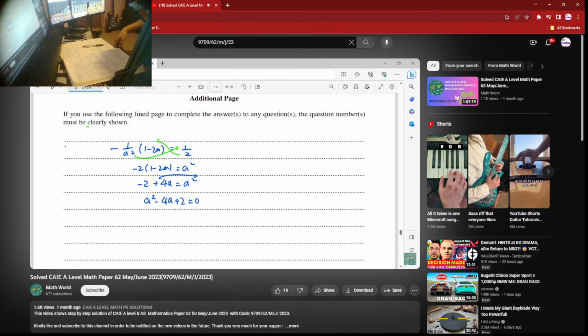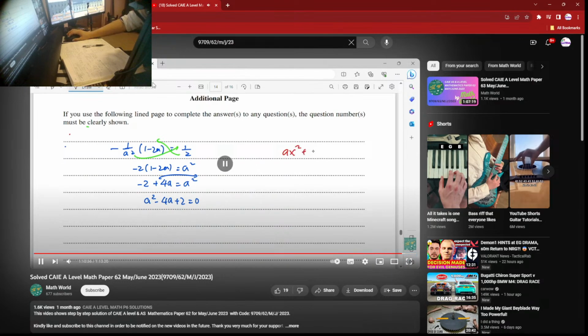Okay, so now we use the quadratic formula, ax squared plus bx plus c, and from that we will get our answer. This is so much for 3 marks.